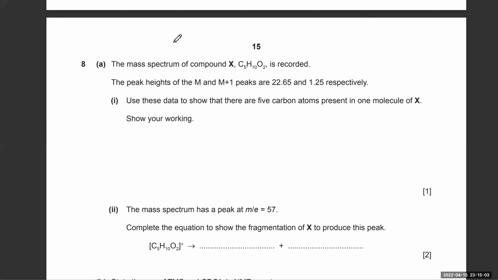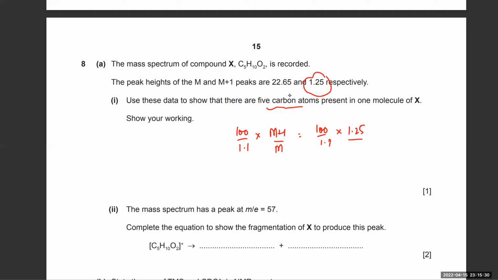Let me just open the notes one second. Mass spectrum, M plus 1. That it has five carbon atoms. So figure out whether it's got five carbon atoms. What's the formula? It's 100 over 1.1. You just have to remember this formula. It's M plus 1 divided by M. So if you do this, it's going to be 100 over 1.1 into M plus 1, which is 1.25.